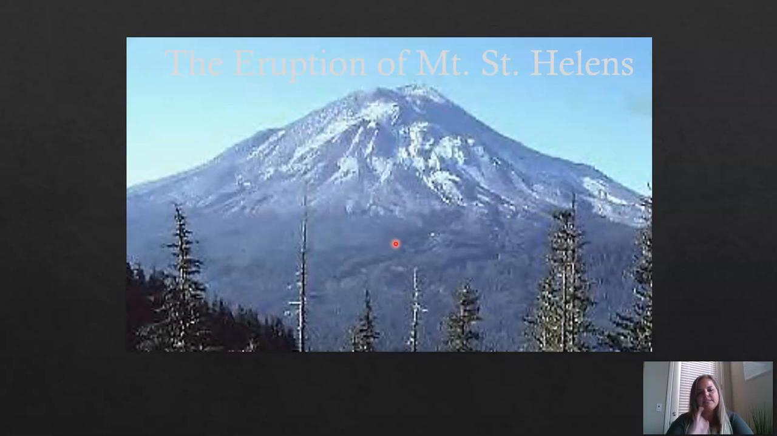Okay, so now we're going to look at some slides of the Mount St. Helens eruption from 1980. This is what Mount St. Helens looked like prior to 1980, which is probably not familiar to most of you, because you most likely know it as having that giant bowl or dip in it, and that's from this eruption. So let's take a look at these images really quick.